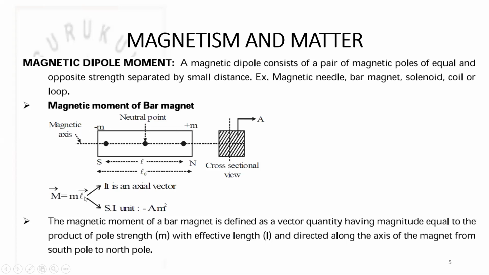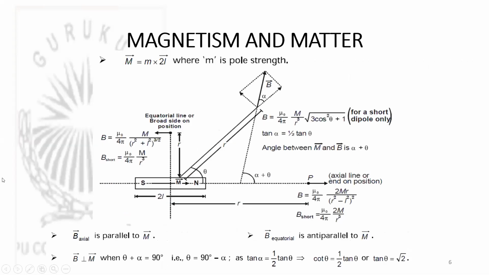Then it is an axial vector, and it has an SI unit of ampere meter square. And here we have marked a neutral point. Neutral point is a point at which the net magnetic field is zero. And the magnetic dipole moment of a bar magnet is defined as a vector quantity having magnitude equal to the product of pole strength with effective length and directed along the axis of the magnet from south pole to north pole of the magnet.